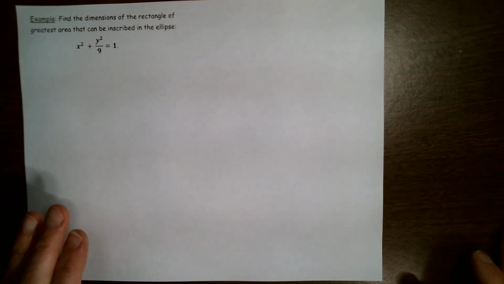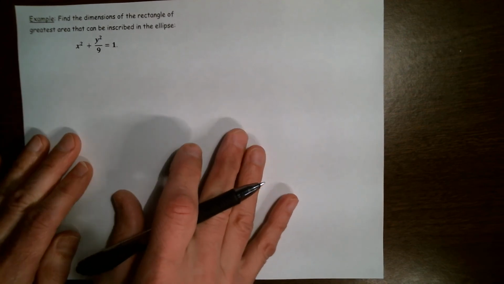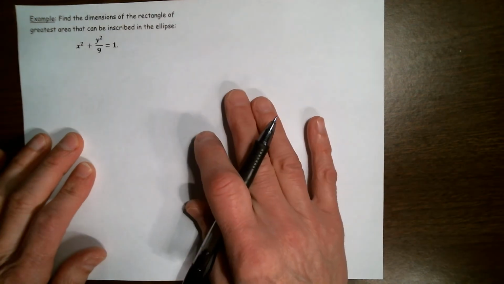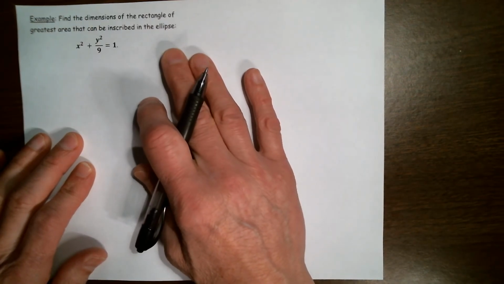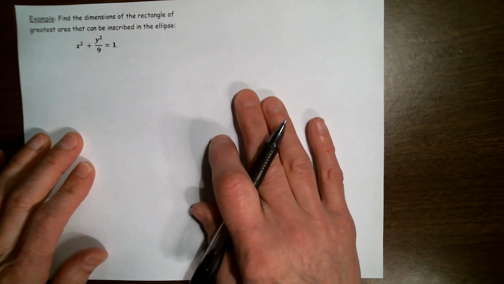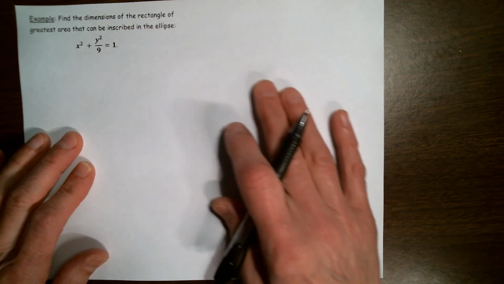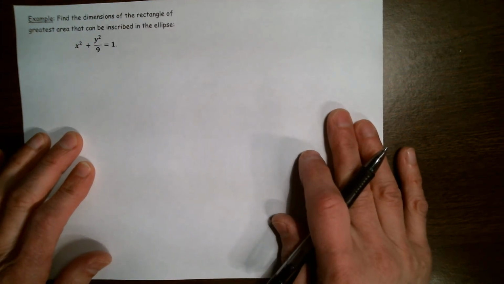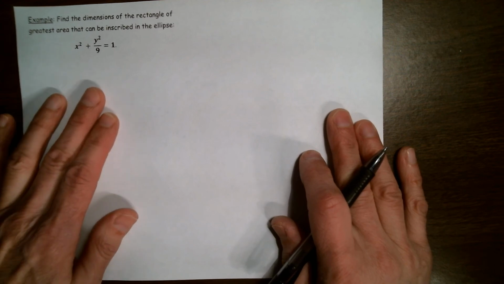Hi everyone. In our last video, we solved a distance minimization problem, and this time we'd like to solve an area maximization problem. So the statement of our problem is this. We wish to find the dimensions of the rectangle of greatest area that could be inscribed within the ellipse x squared plus y squared over 9 equals 1.